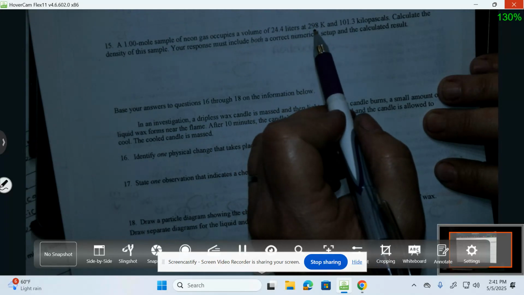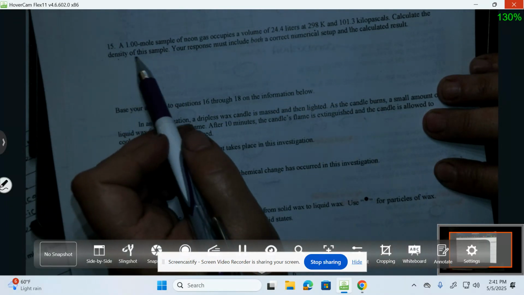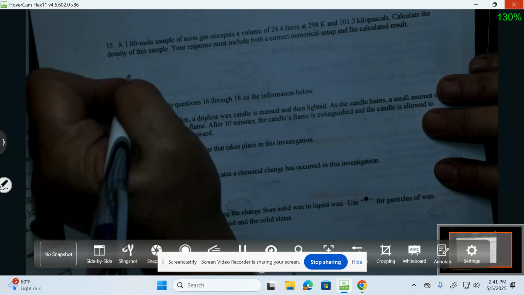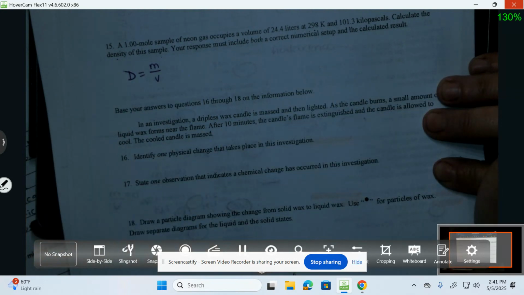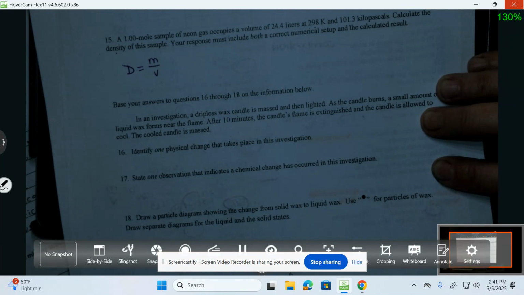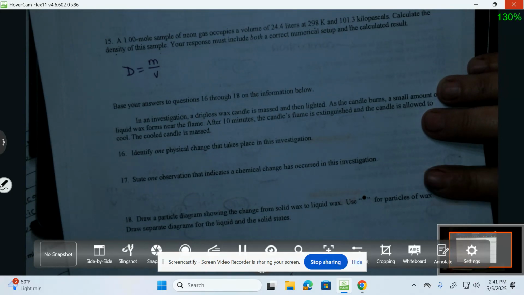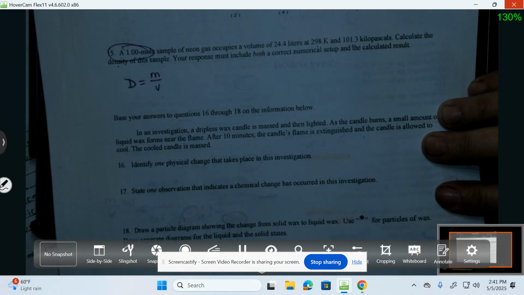A 1 mole sample of neon gas occupies a volume of 24.4 liters at 298 Kelvin and 101.3 kilopascals. Calculate the density of this sample. Density equals mass over volume. Okay. Did they give us mass? No, they sure didn't. So how are we supposed to do this then? What did they give us?